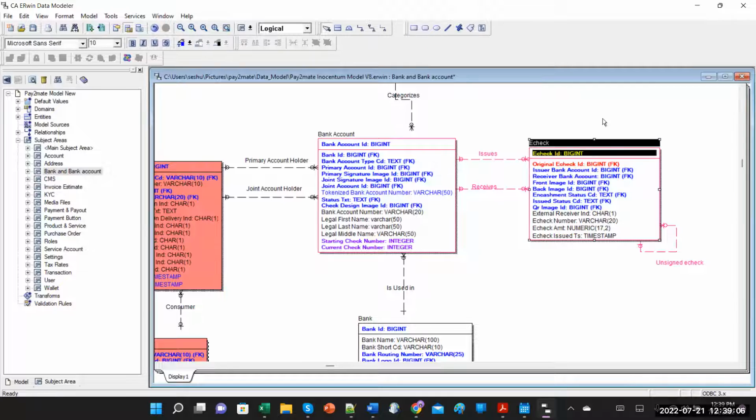Then the e-check ID becomes a new e-check ID when that guy signs the check, because that's a different image. Correct. So that's why.